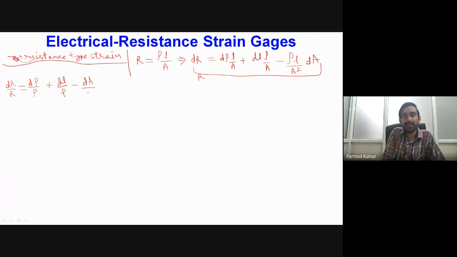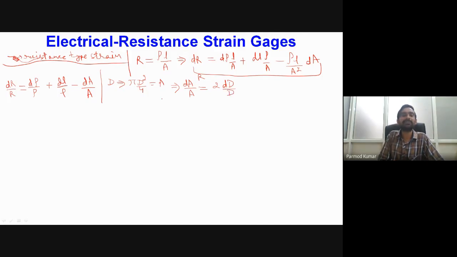dA divided by A. Okay. Now, if we know that capital D is the diameter of the wire, in that case I can simply write my area as pi into D square divided by 4. So that will be my area. Now if I find the value of dA by A using this formulation of diameter, my dA divided by A will become nothing but 2 times dD divided by D.